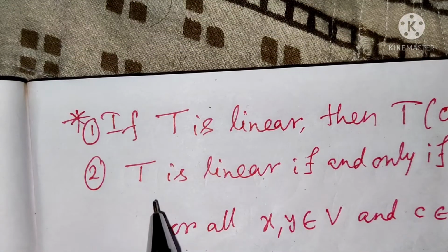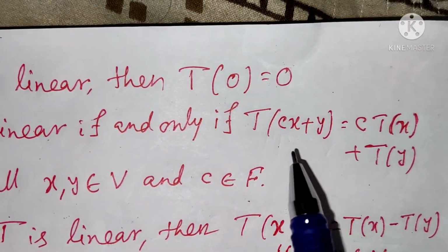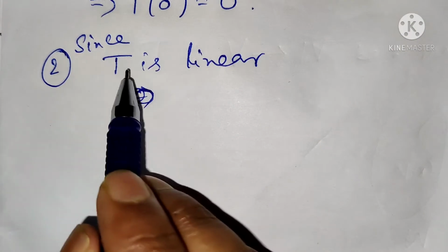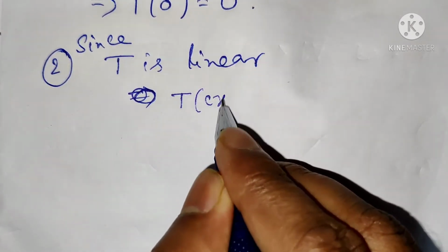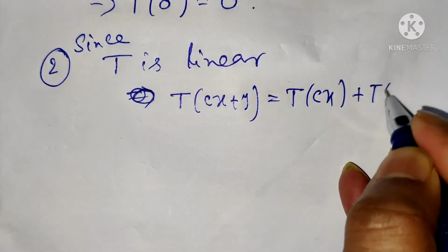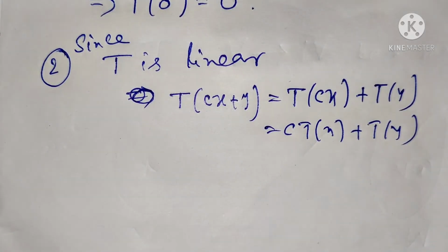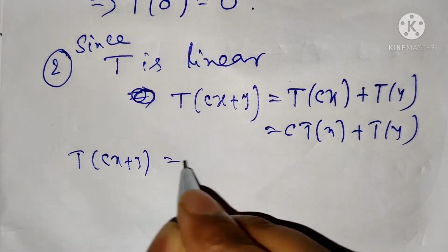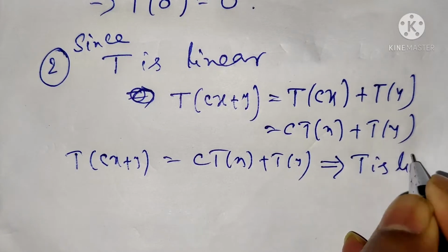Now you have to prove that T is linear if and only if T(cx plus y) equals c T(x) plus T(y). Okay, since T is linear, T(cx plus y) equals T(cx) plus T(y), that equals c T(x) plus T(y). Hence proof. Now, T(cx plus y) equals c T(x) plus T(y) implies T is linear.